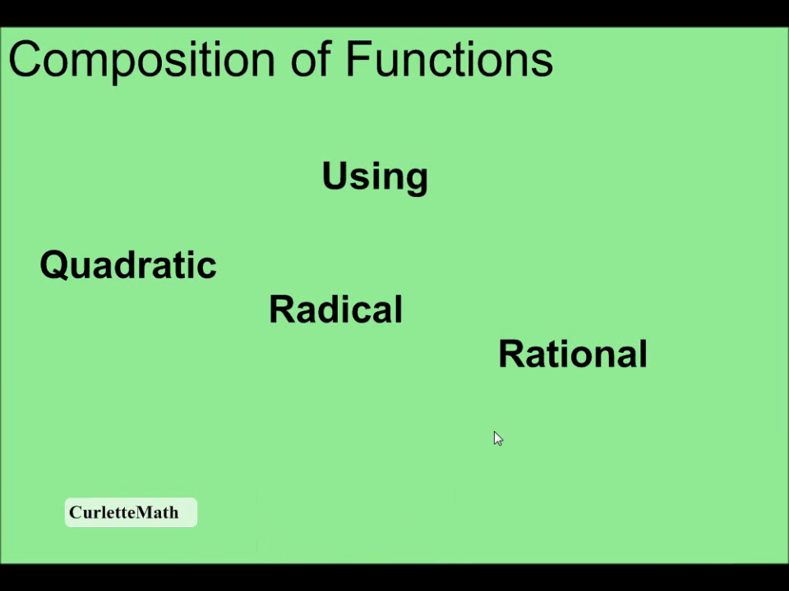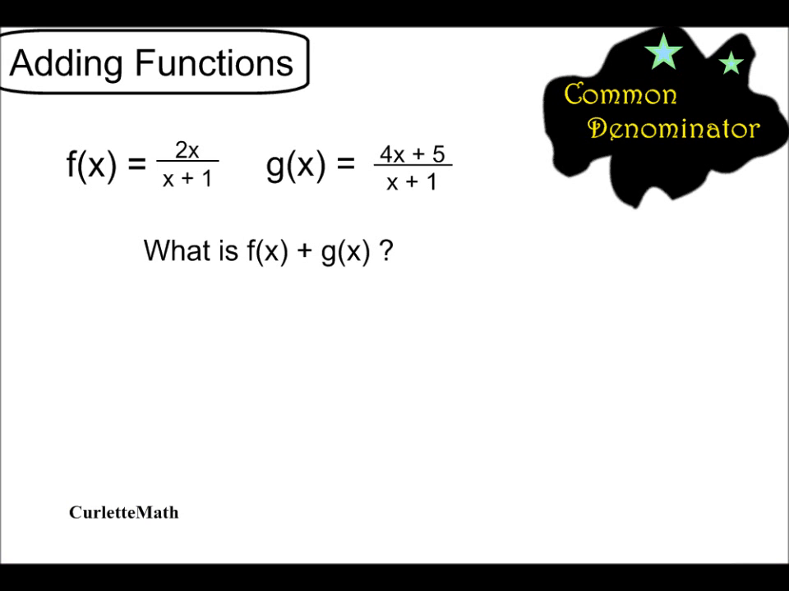All right, today we're going to expand on our previous lesson of composition of functions using our quadratics, radicals, and rational functions. Now let's remember what these functions are. Quadratics are ax squared plus bx plus c. Our radical functions are our square roots, and our rational functions are our fractions. So let's go through some examples.